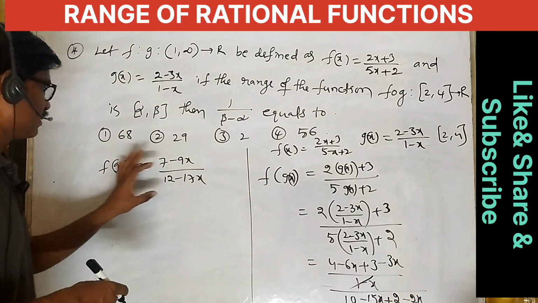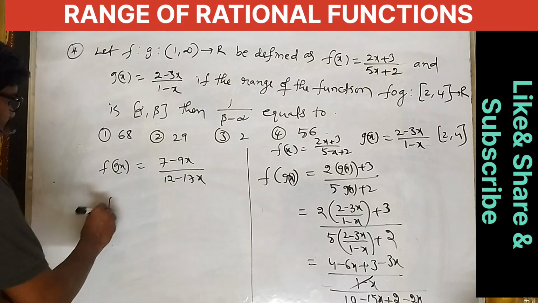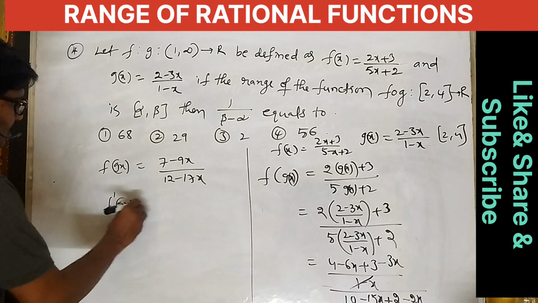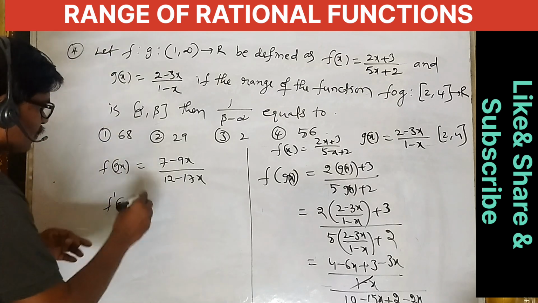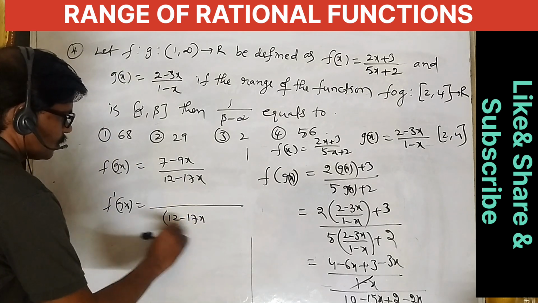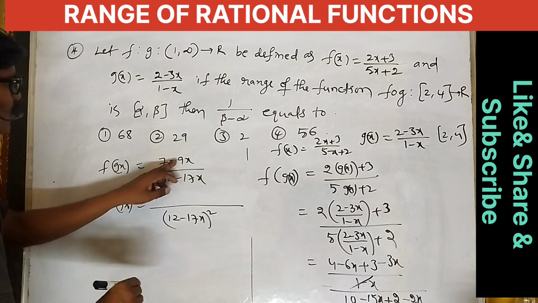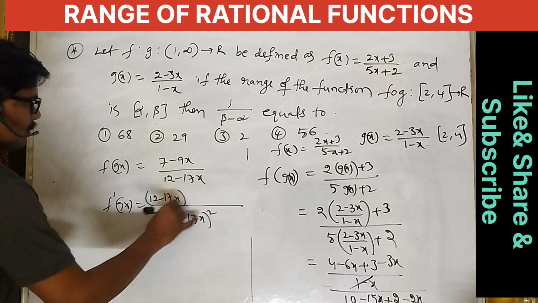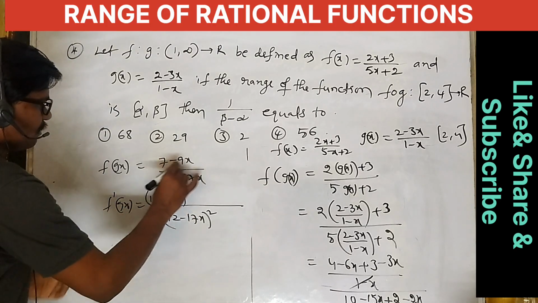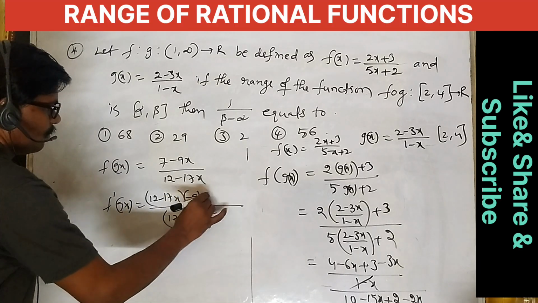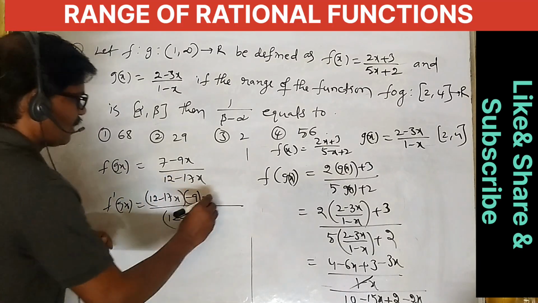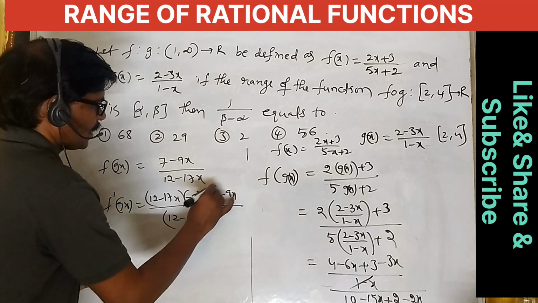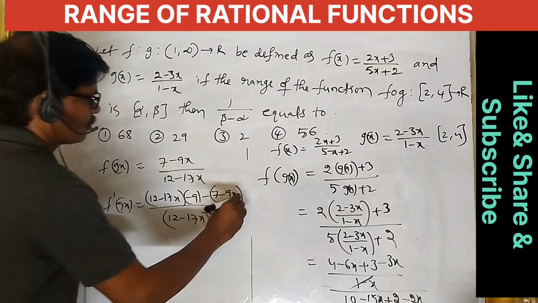Okay, first this is differentiation. Differentiation means f dash of g of x. F dash of g of x is equal to v square, whole square of 12 minus 17x. V into differentiation of u, 7 minus 9x, the 7 means 0, this is the minus 9, minus of 7 minus 9x into differentiation of v, which is minus 17.